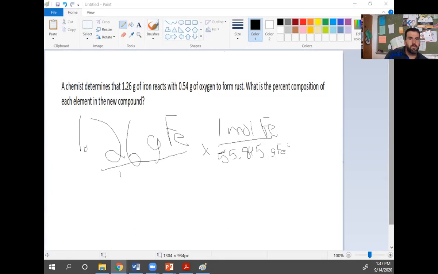This is determining the empirical formula from percent composition. 0.0226. And that's moles. I can't fit it all in there. All right, so now I need to do the same thing with oxygen, don't I? Convert it to moles.